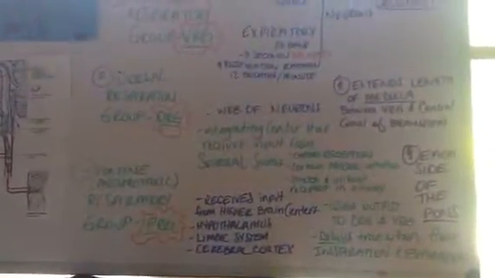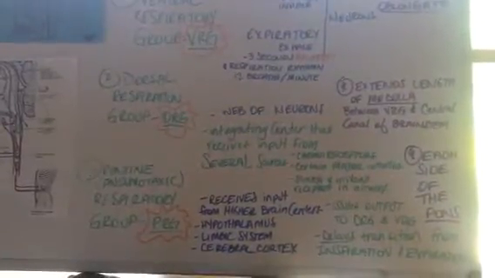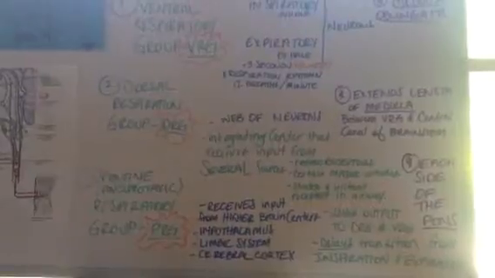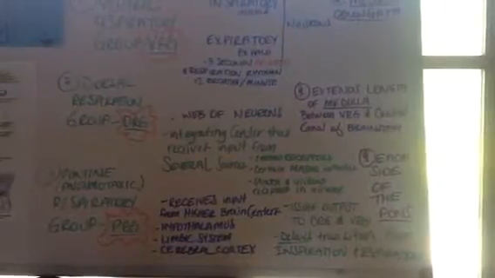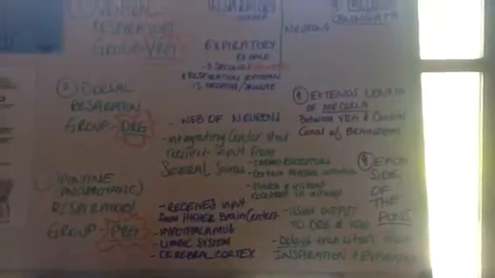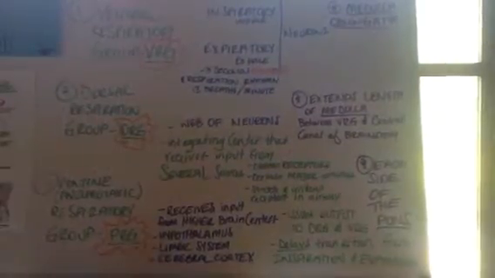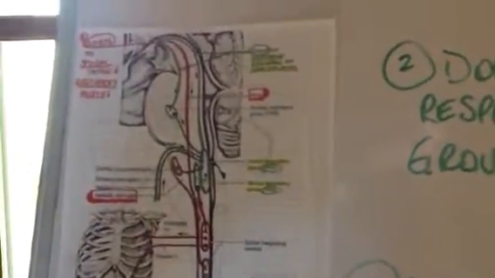The next one we'll talk about is the pontine respiratory group, otherwise known as the pneumotaxic, which is the PRG. This receives input from higher brain centers, such as the hypothalamus, limbic system, and the cerebral cortex. This issues output to the DRG and the VRG, and delays transition from inspiration to expiration. This happens on each side of the pons. So our PRG is up here in the pons.